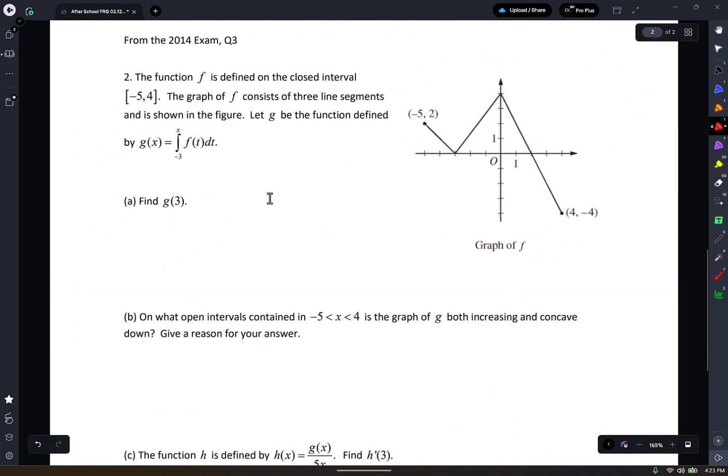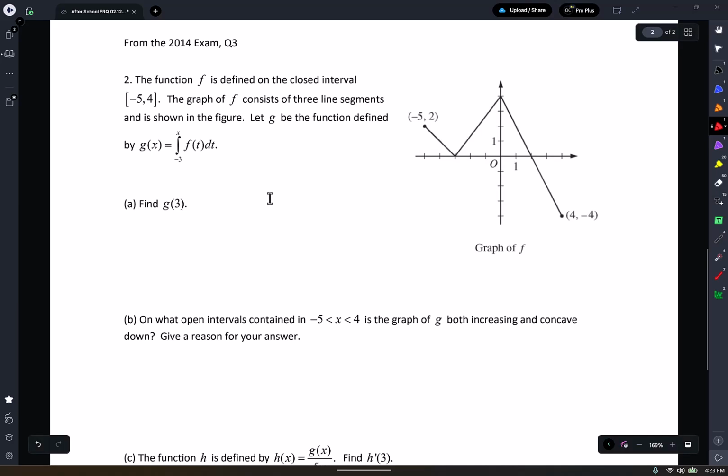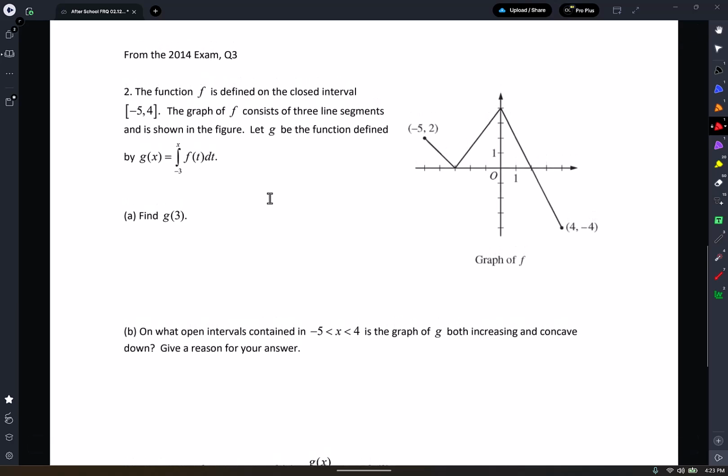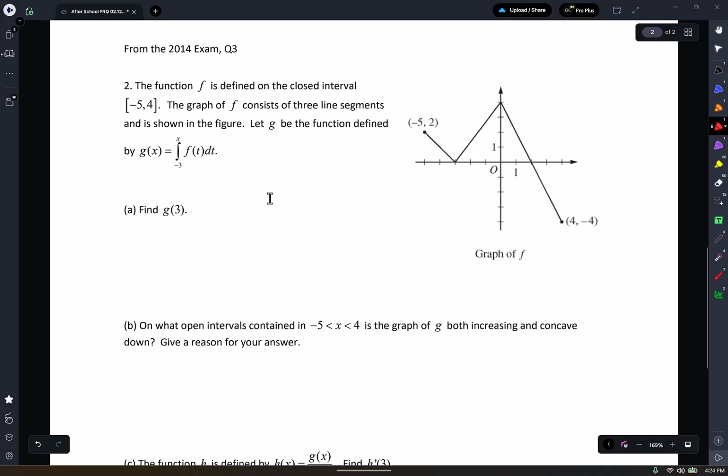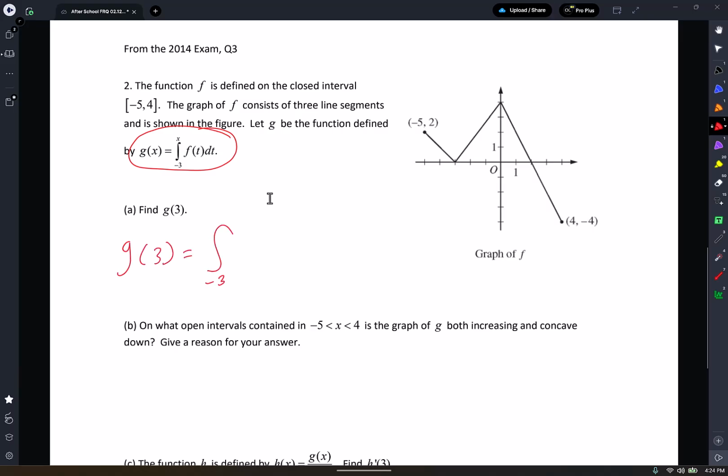Ready, Dina? Okay. The function f is defined on the closed interval -5 to 4. The graph of f consists of 3 line segments and is shown in the figure. Let g be the function defined, and they give you what the function is defined by. Find g of 3. All right, here we go. G of 3 equals integral -3 to 3 of f of t dt.